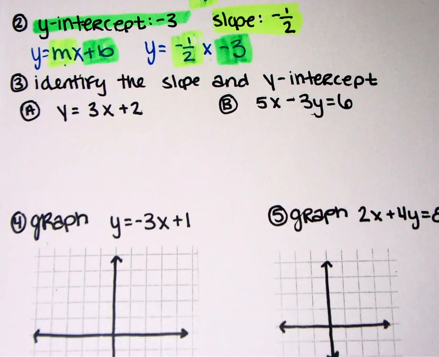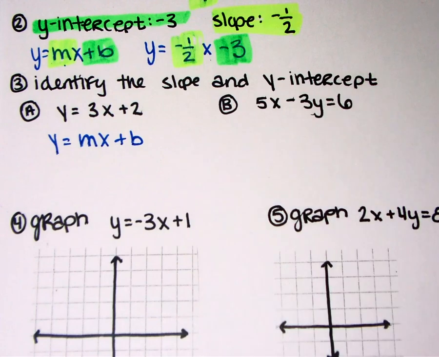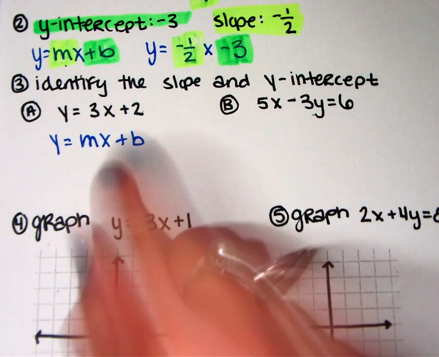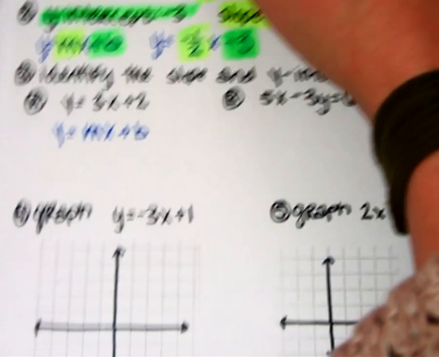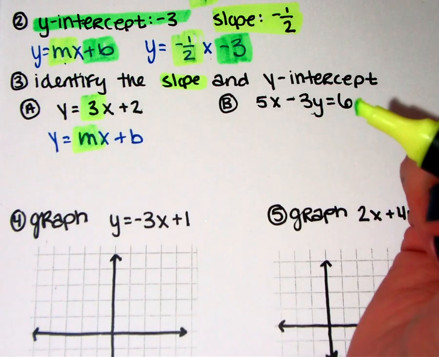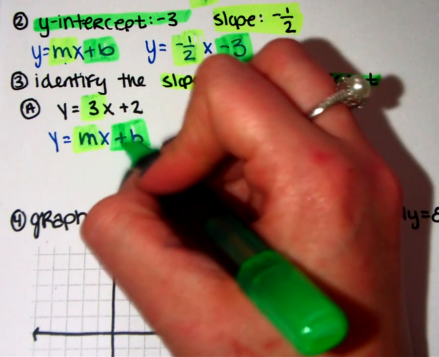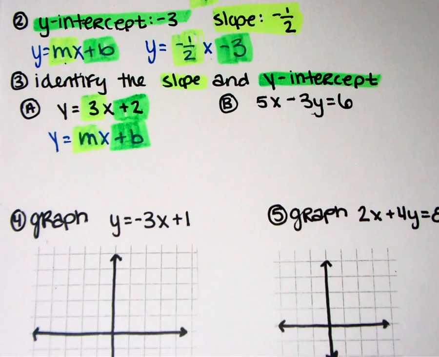All right, let's jump down here. Identify the slope and the y-intercept. The only time you can identify slope and y-intercept is if it is in y equals mx plus b form. So looking at the first one, y is already isolated, so we're good to go. It already looks like our friendly form of y equals mx plus b. If it doesn't look like that, you cannot find slope and y-intercept. So let's identify. The slope in this question is in front of x, so our slope is just 3. Our y-intercept is the b value, the constant at the end. So our y-intercept is positive 2.